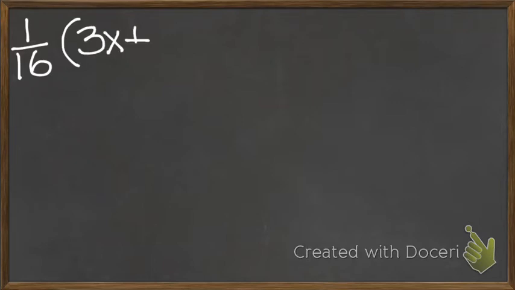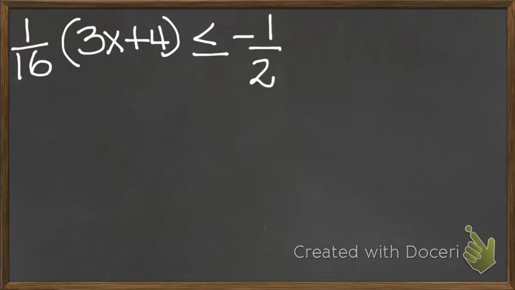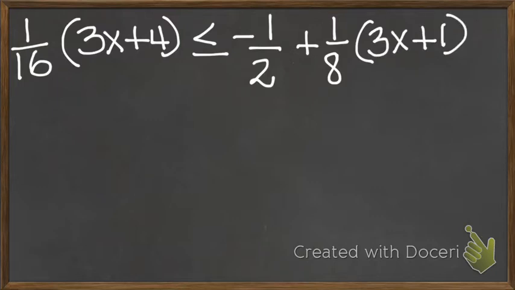Okay, our first example is 1 over 16 times 3x plus 4 is less than or equal to. The line underneath means equal to. Negative 1/2 plus 1/8 times 3x plus 1.